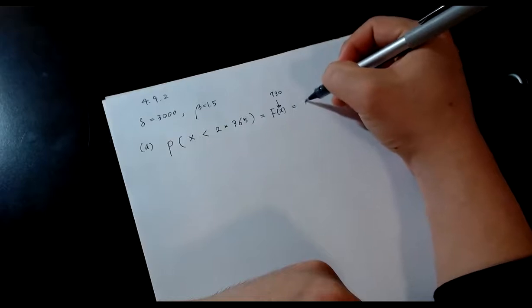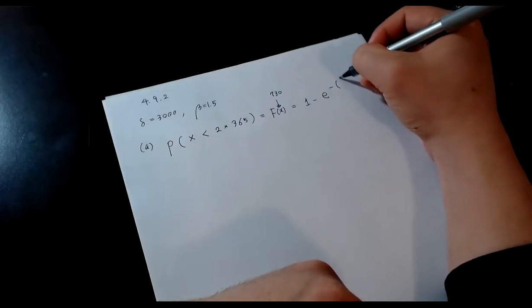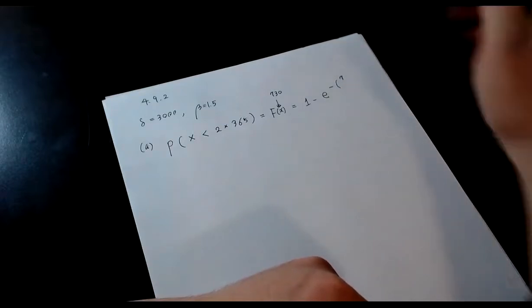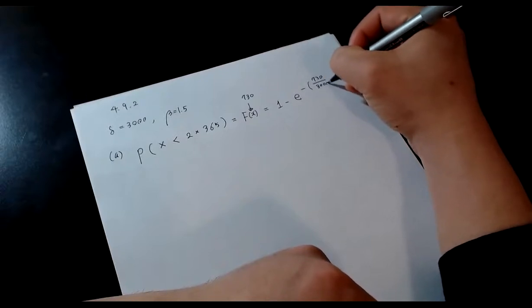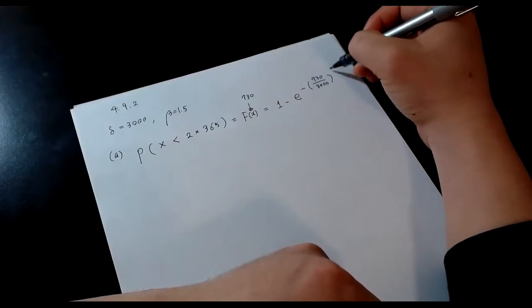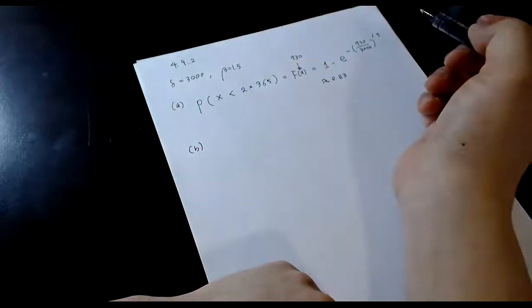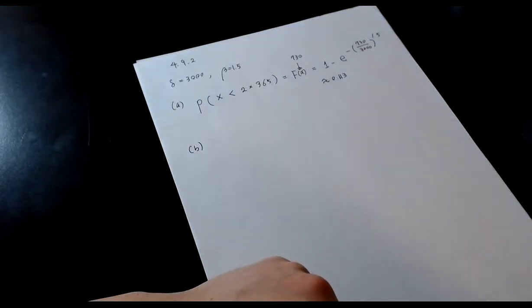So that is equal to 1 minus e to the negative 730 over delta, which is 3,000, to the beta, which is 1.5. So that is approximately 0.113. Okay, B: what is the probability a motor fails in less than 3 years, given that it has lasted more than 2 years?